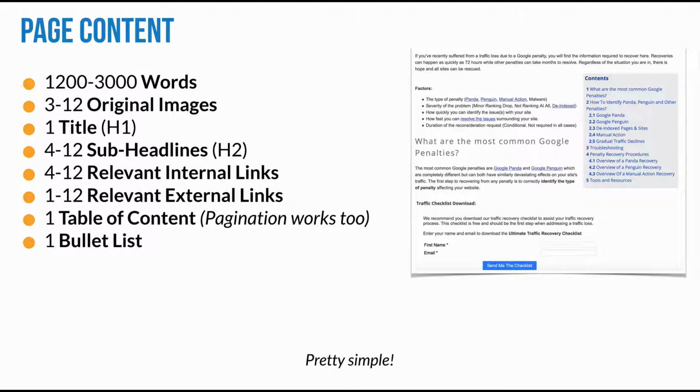The next thing, as I mentioned in the previous step, is you want to have relevant internal links, so 4 to 12, and at least one relevant external link. The next thing is you want to have a table of content, if possible. Sometimes this doesn't apply, sometimes it does. If you have pagination, that could be a replacement for a table of content, or it could kind of go together. And finally, one thing I've just found that just seems to help is bullet lists. And they're so easy to include. So I like putting in a bullet list. For some reason, it just seems to help the pages that I make.